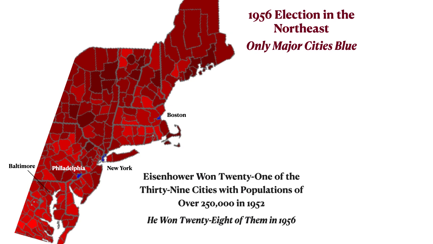If we look at the Northeast, it's really an extraordinary map. It's only a few counties here, counties that either contain or are within large cities. Well, three cities here, Boston, New York, and Philadelphia. That's the only blue you see on the map. Even Baltimore is red on the map. And Eisenhower actually won 21 of 39 cities with populations over 250,000 in 1952, and he won 28 of them in '56. So partly because of Eisenhower's moderation and the fact that things are going generally very well in the '50s. There's a lot of concern about international issues, but the domestic economy is doing quite well.